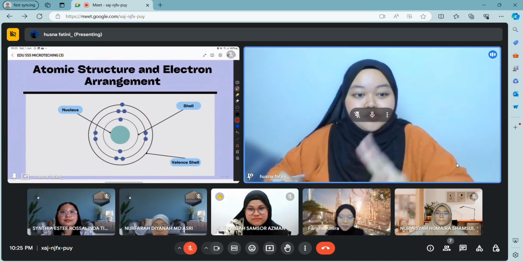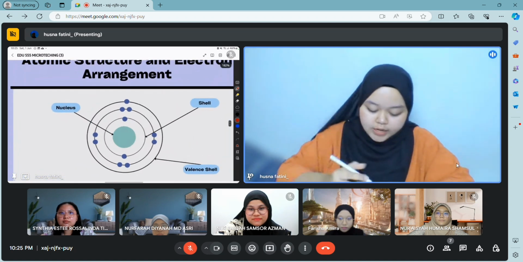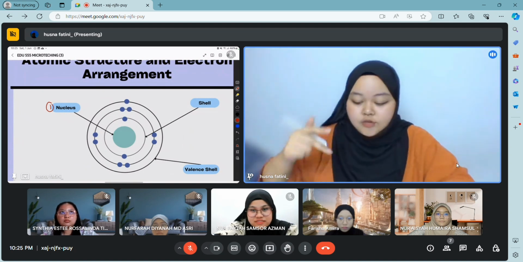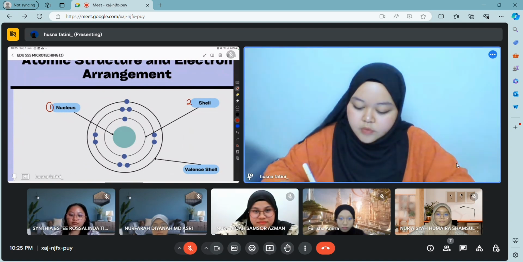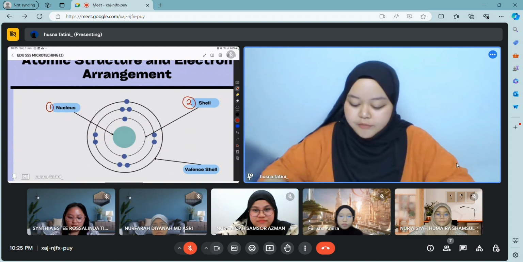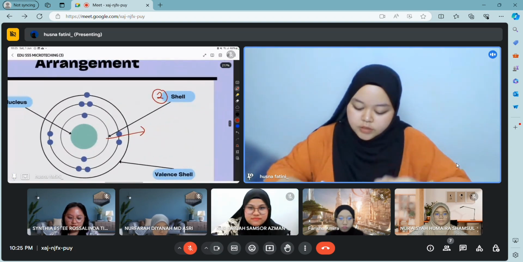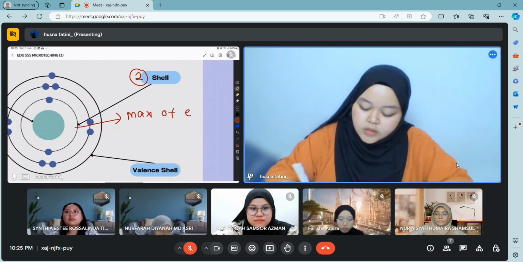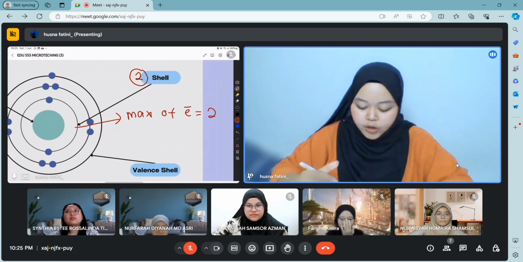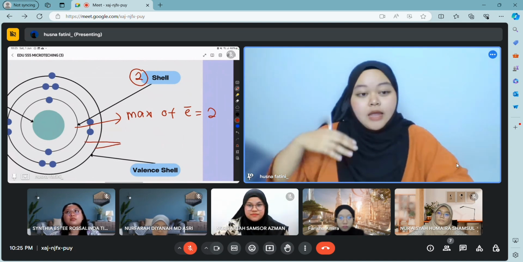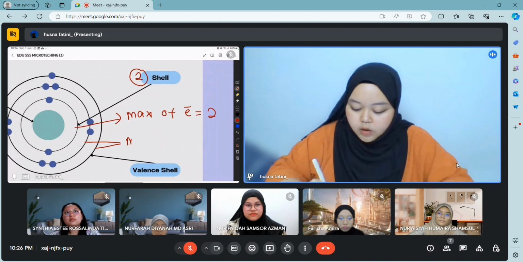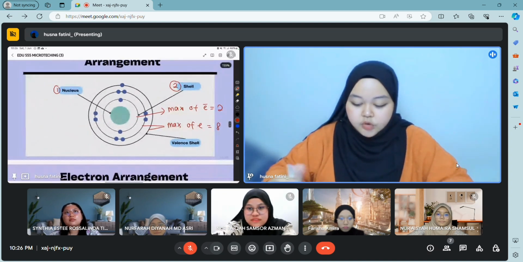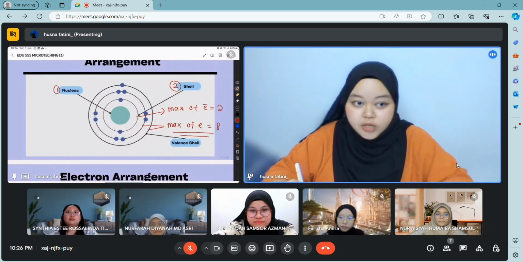For this part, you need to know three things. The first one is a nucleus. You need to draw a nucleus, and the second, you need to draw a shell. Before you draw a shell, you need to know that for the first shell, the maximum number of electrons is 2 only. Meanwhile, for the second, third, and above shells, the maximum number of electrons is 8. Okay, you need to remember this forever and ever.